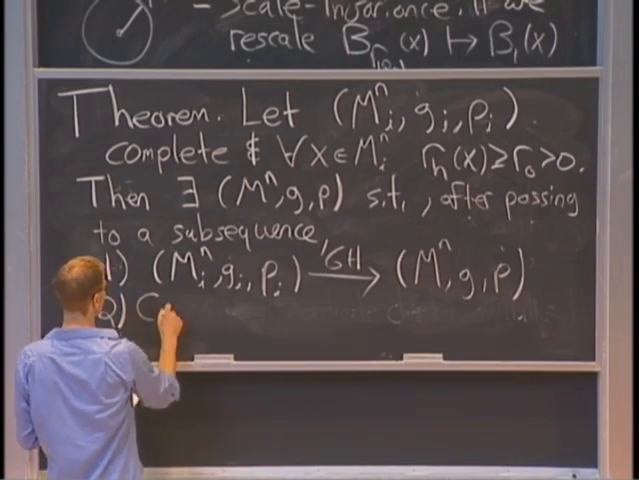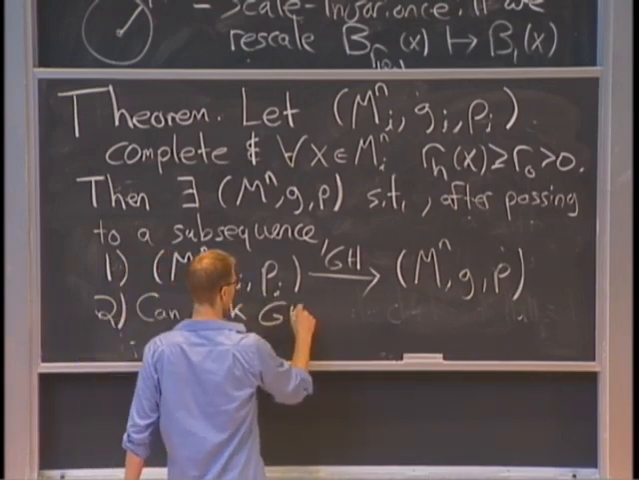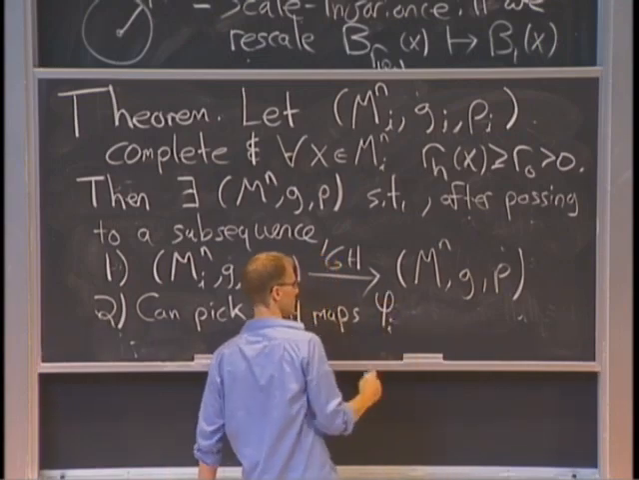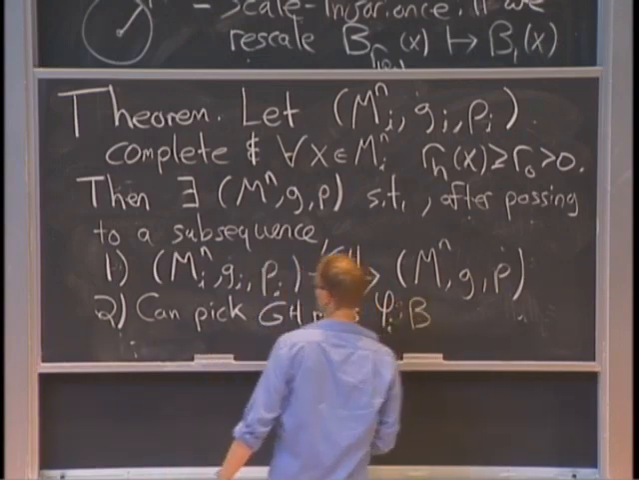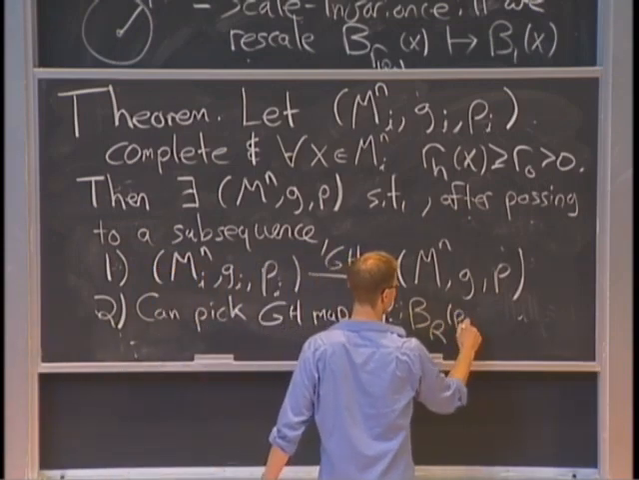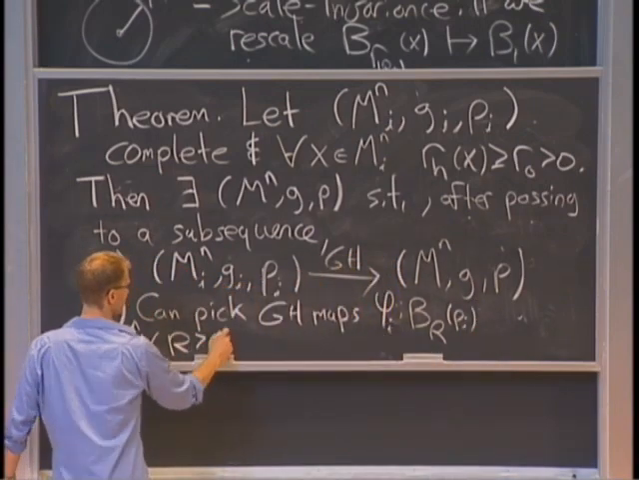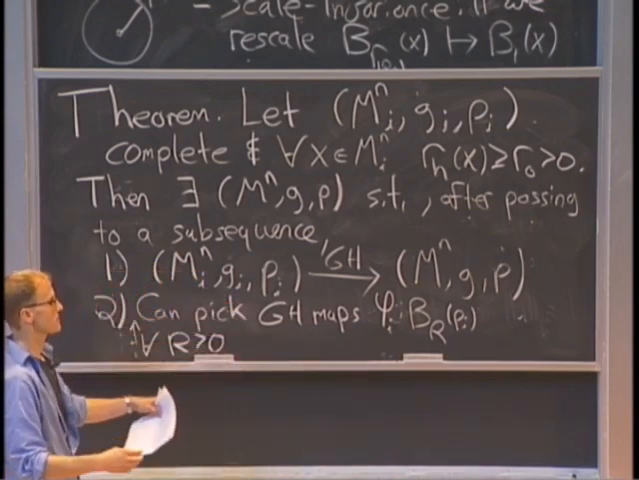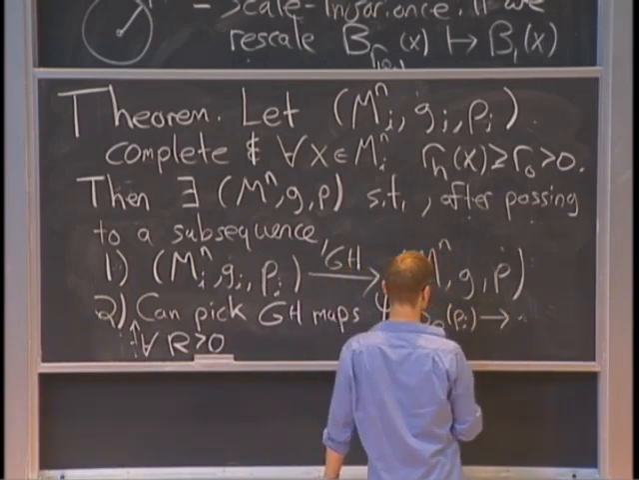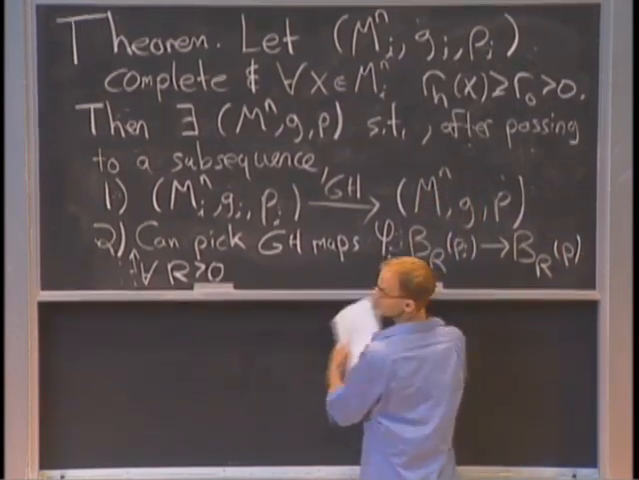We can pick Gromov-Hausdorff maps phi from, say, the ball of radius r in this space. So remember, I should really say that for every r. Pointed Gromov-Hausdorff convergence means Gromov-Hausdorff convergence in all balls. And our Gromov-Hausdorff maps between the ball of radius r around p_i and the ball of radius r around p, well, it's a diffeomorphism.